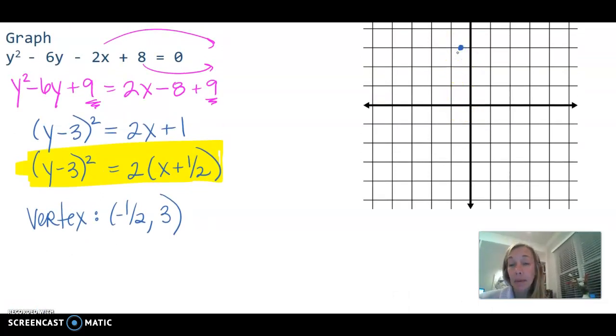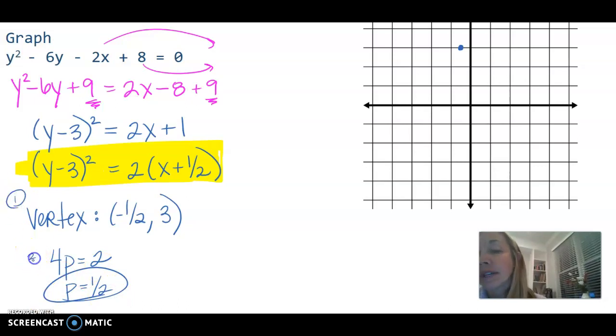Okay, the next thing I need to come up with is what is the p-value. So in this case, 4p equals 2, but I need regular p, so I'll need to divide both sides by 4, and so p equals 2/4, which is 1/2. Okay, so this is the first thing I do to graph. This is the second thing I do to graph. Okay, I figured out that it's 1/2, and so now I need to go 1/2 in each direction. Now, remember that we decided that when the y squared term was by itself, that this is going to be a left and right parabola.